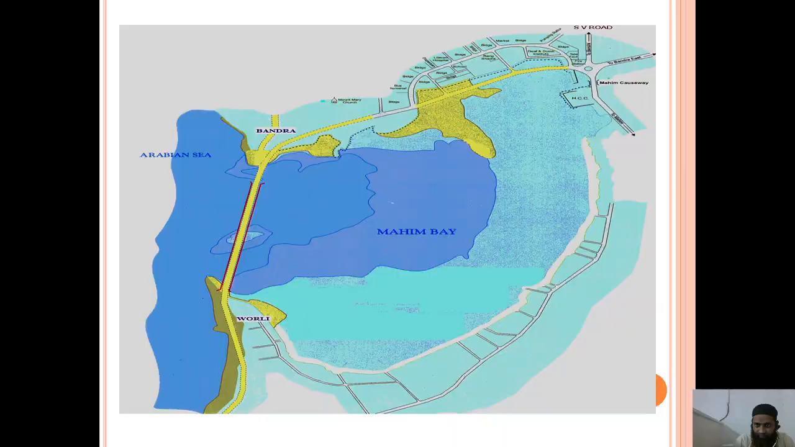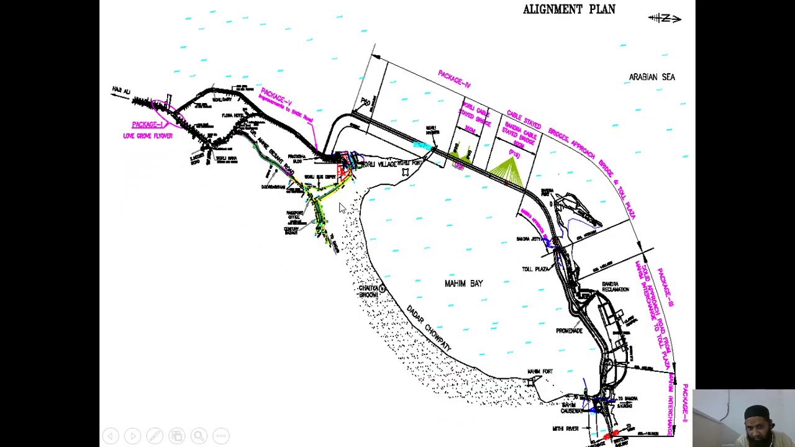Let us see the map here. You can see this part. You can see the alignment plan. This is basically the alignment plan at this place. You can see this Bandra cable stayed bridge, and at this part, you can see the Worli cable stayed bridge. So basically this is the part which has been constructed here, and this is the alignment plan.